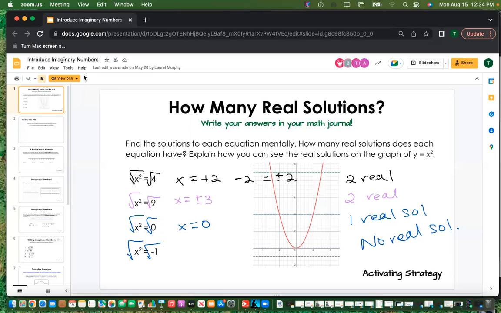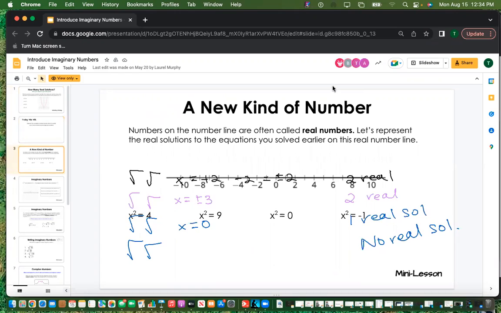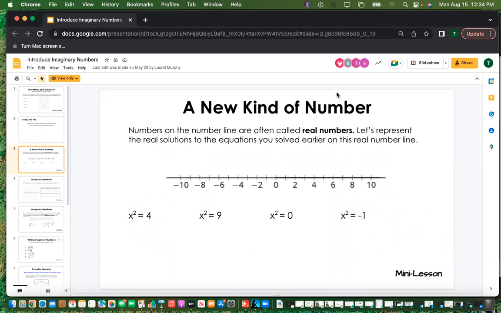Okay, so today we're going to talk about complex numbers. If you're just taking notes on a piece of paper, I would title it complex numbers. Okay, so looking at this, numbers on the number line are often called real numbers. Let's represent the real solutions to the equations you solved earlier on this number line. When we take the square root of both sides, we got x equals positive and -2, right? Well, on a real number line, we're just going to plot 2 and -2.